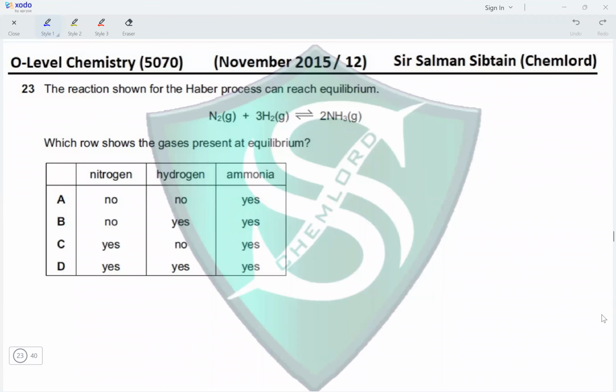Question 23. The reaction shown for the Haber process can reach equilibrium. Which row shows the gases present at equilibrium? Nitrogen, yes, equilibrium will have both the reactants and products present. So options A and B have been eliminated. Hydrogen is also a yes. So option C has been eliminated. And ammonia is also a yes, making option D the correct option for this question.